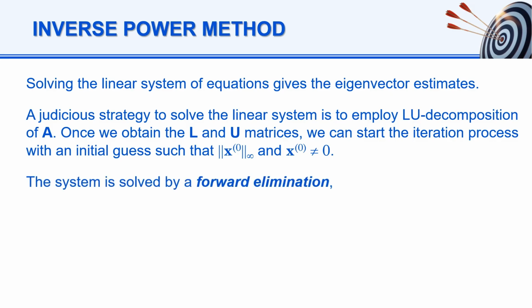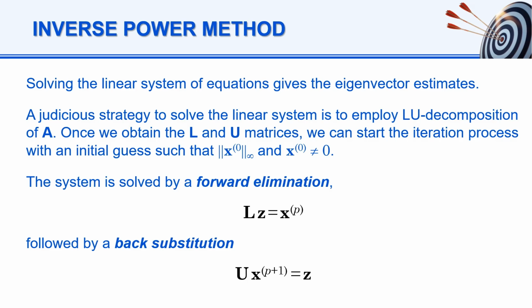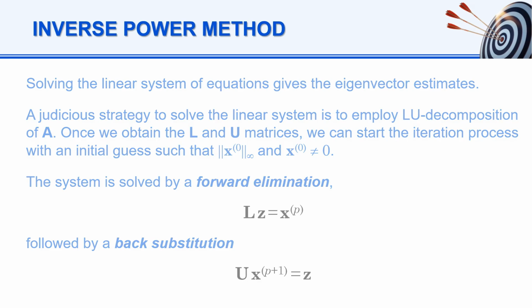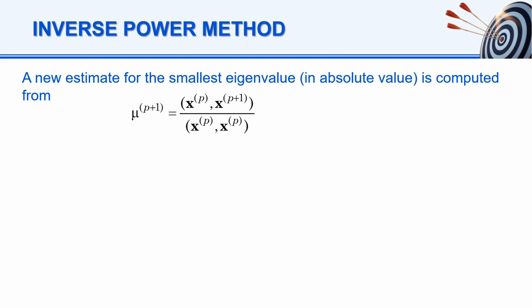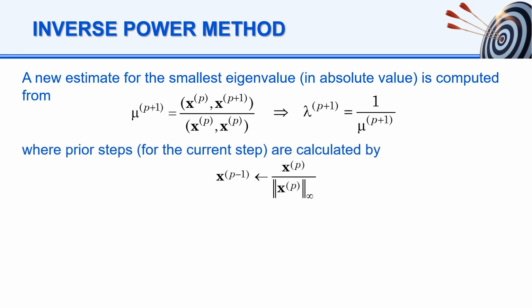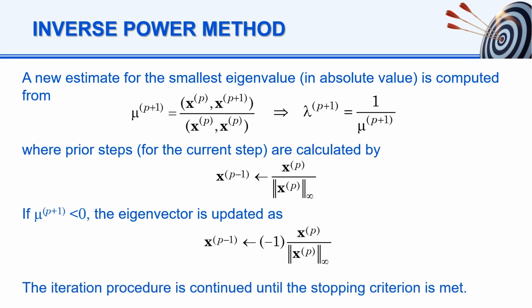The system is solved by a forward elimination, followed by a back substitution. A new estimate for the smallest eigenvalue, in absolute value sense, is computed from the prior steps for the current step, which are calculated by normalization. If mu is less than 0 at any current iteration step, the eigenvector is updated as follows. The iteration procedure is continued until the stopping criterion is met.